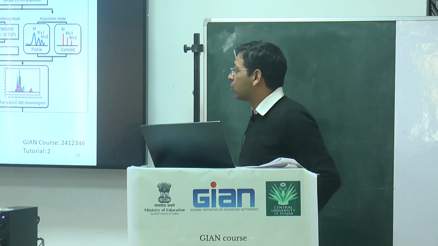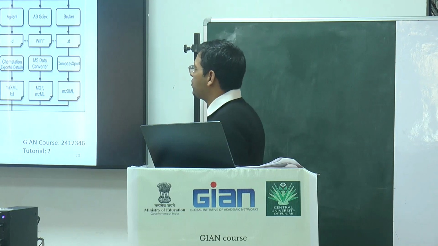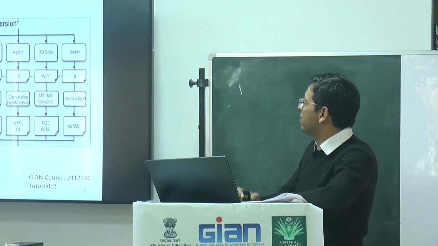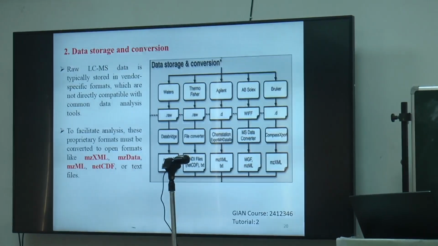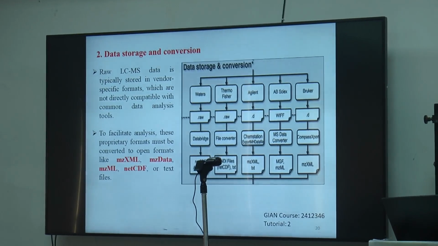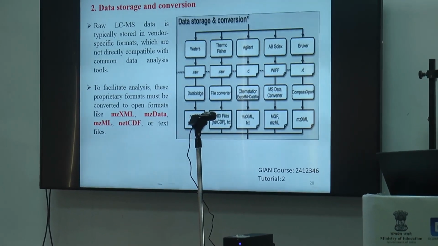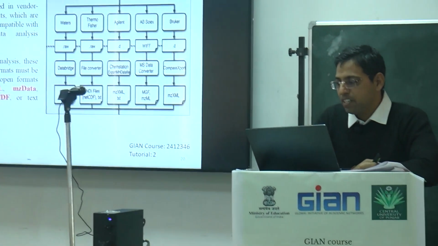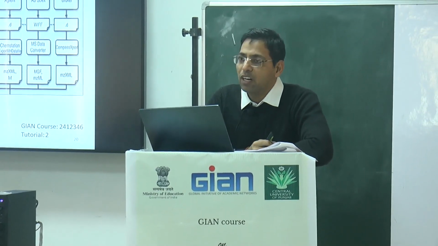These are the five different vendors: Waters, Thermo Fisher, Agilent, ABSciex, and Bruker. They supply different LCMS instruments, and each gives a different file type. Waters gives the .raw file, and Thermo Fisher also gives a .raw file extension. Agilent comes with the .d file, ABSciex comes with the WIFF file, and Bruker comes with the .d file.